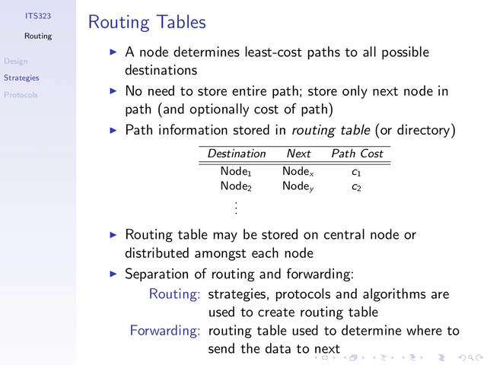A routing table may be stored at individual nodes, like we may have here. Node 1 stores this information. Node 4 stores this information. Or it could be all in one central node. There's a special node in the network that stores all the information. That's possible as well.